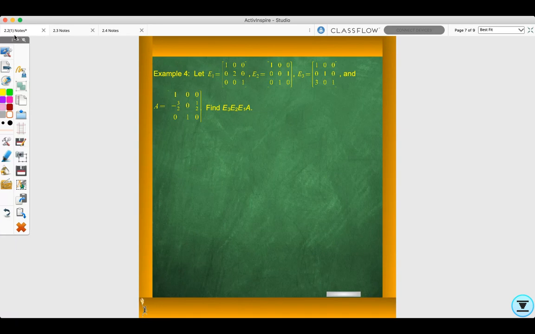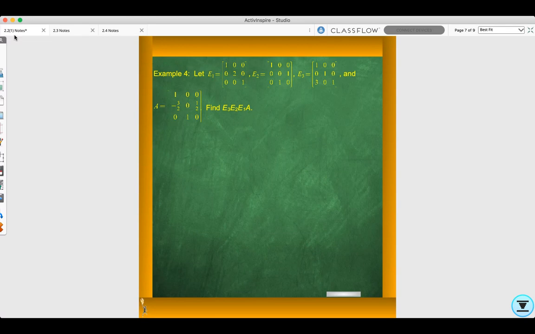And now let's look at example 4. Let E1, E2, and E3 be as they were before, and now A is 1, -3, 1/2, 0, 0, 0, 1, 0, 1, 1/2, 0. Find E3 times E2 times E1 times A. So the first thing we're going to do is find E1 times A.